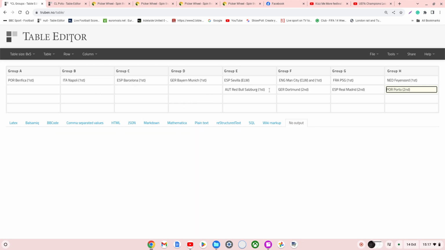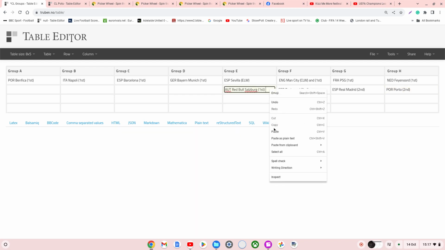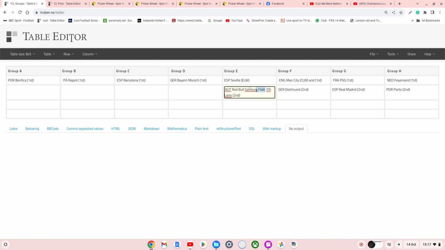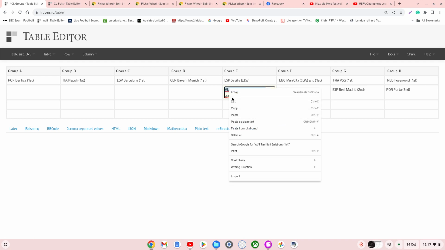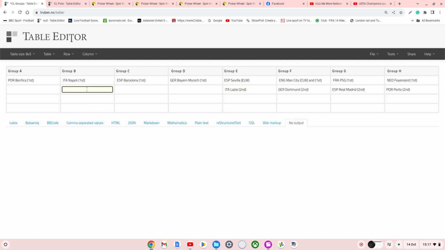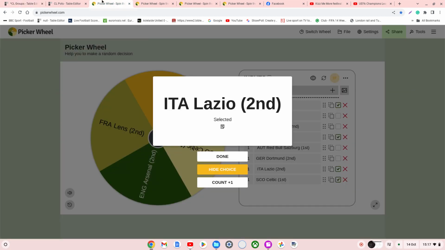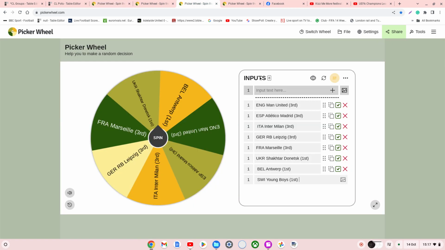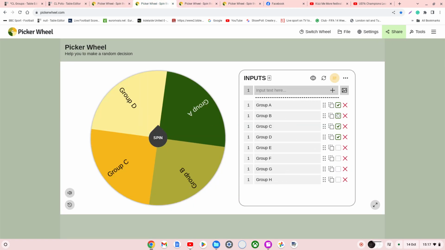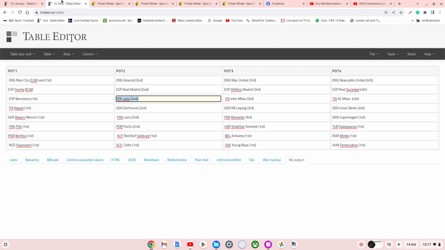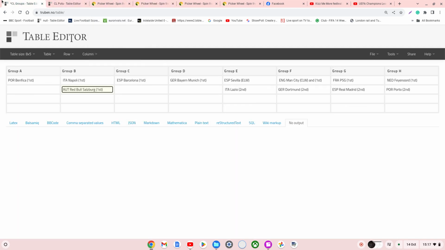Salzburg will be in Group B instead. They will be in Group B, and they will be taking on Napoli, and Lazio will be facing Sevilla instead.